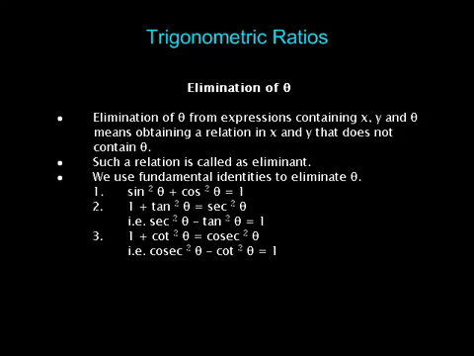That is sin square theta plus cos square theta equal to 1. 1 plus tan square theta equal to sec square theta. That is sec square theta minus tan square theta equal to 1. And 1 plus cot square theta equal to cosec square theta. That is cosec square theta minus cot square theta equal to 1.